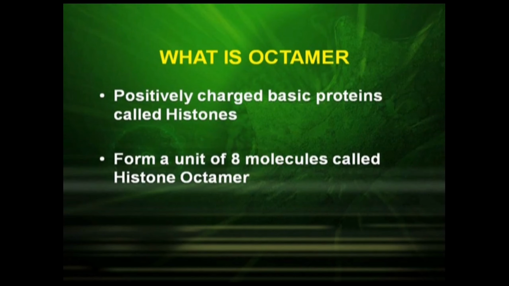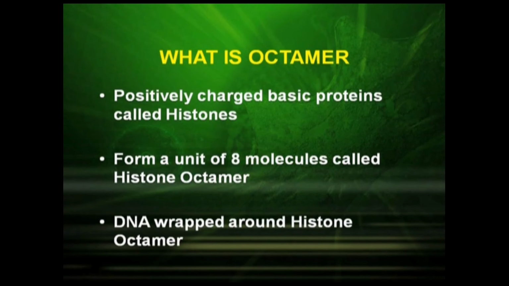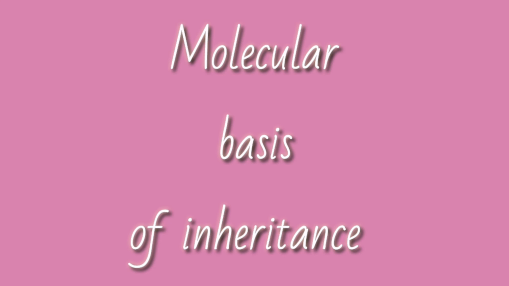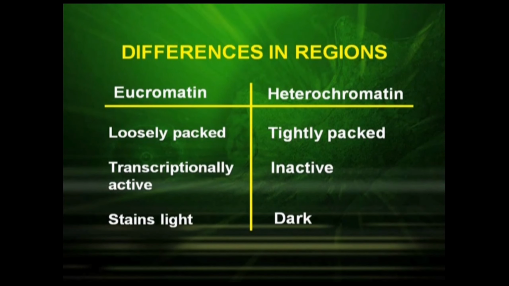These histone protein molecules are positively charged basic proteins. The DNA is wrapped around the histone octamer. These 8 protein molecules are H2A, H2B, H3 and H4, which are present in 2 copies. Now between 2 nucleosomes there is a linker DNA, and that is how we get a bead-on-string structure. Now there are 2 different regions in the chromosomes, the euchromatin and the heterochromatin.